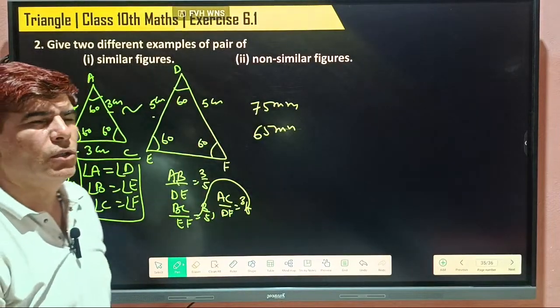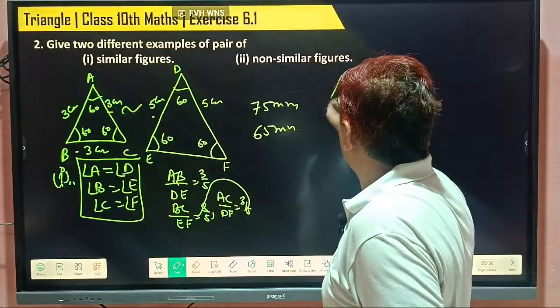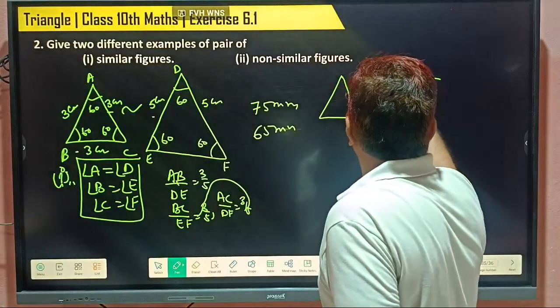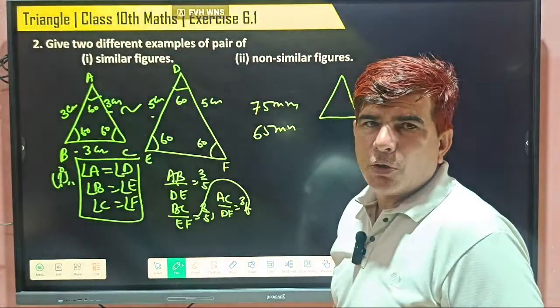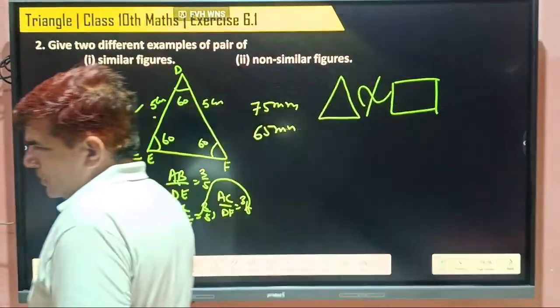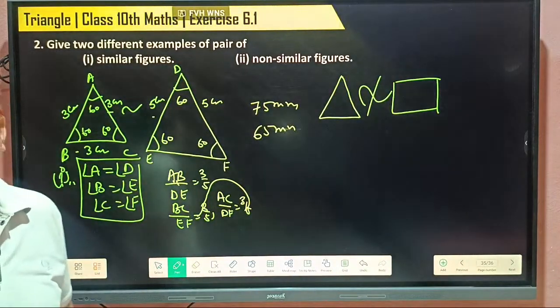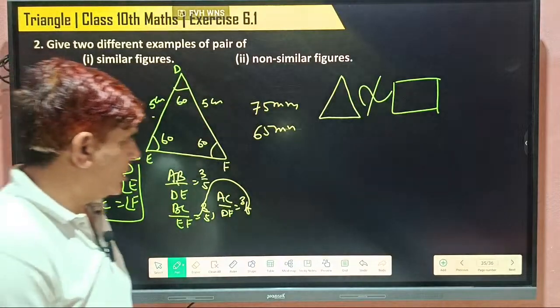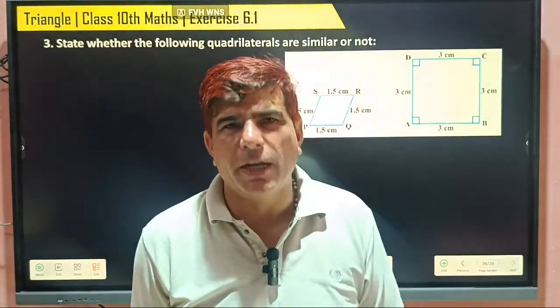Now non-similar figures, there are many examples. You can write, like, this is a triangle and this is a square. Both are not similar because their shapes are not the same. About size, later on we can talk. The first condition is that their shape should be the same. Understood?